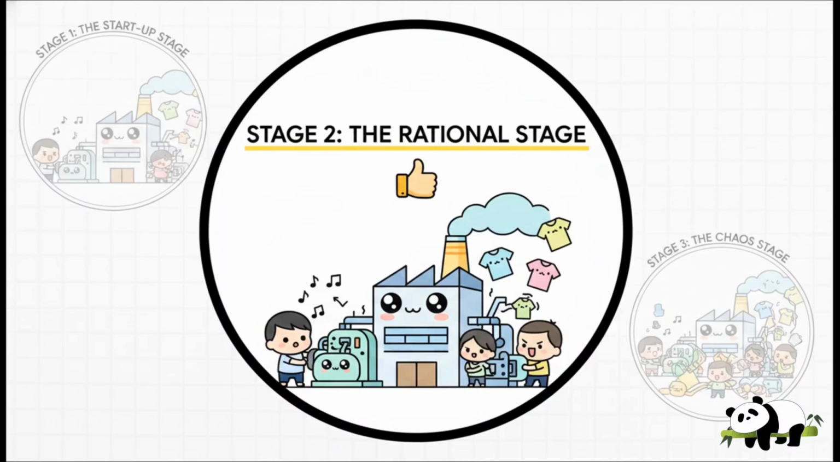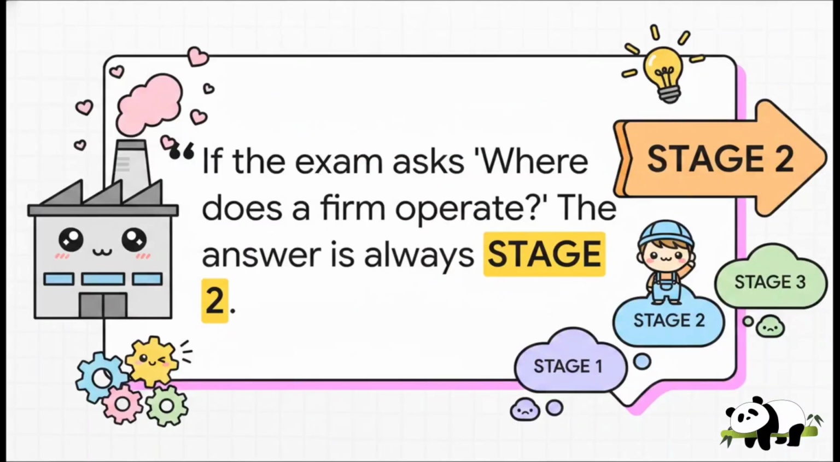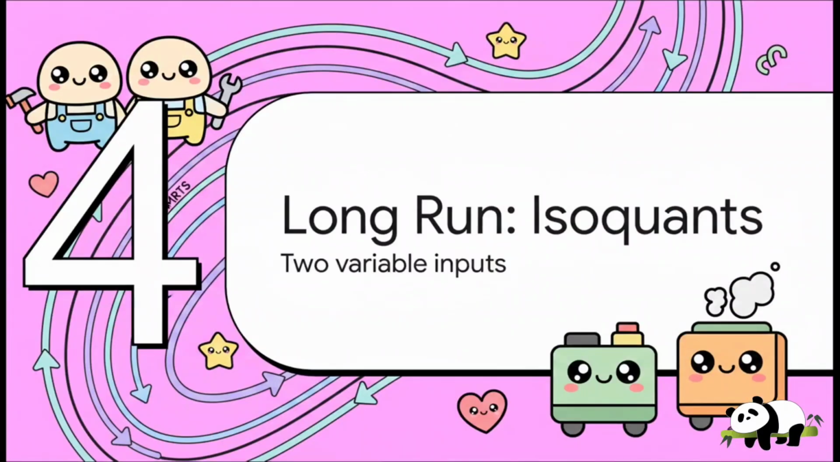And that leads us to another dead simple exam trick. If a question asks, where does a rational producer choose to operate? The answer is always, without fail, stage 2. Lock it in. All right, we have absolutely nailed the short run.